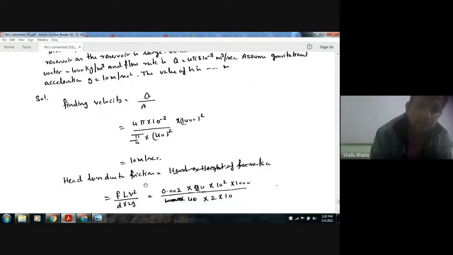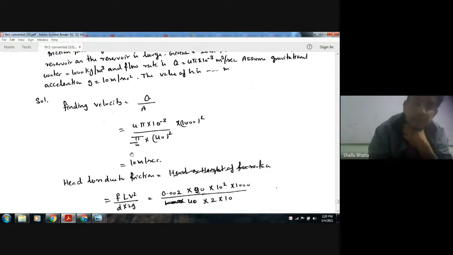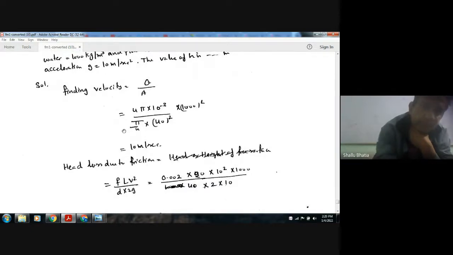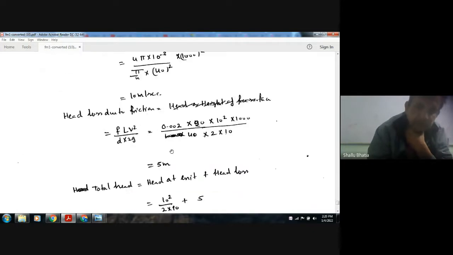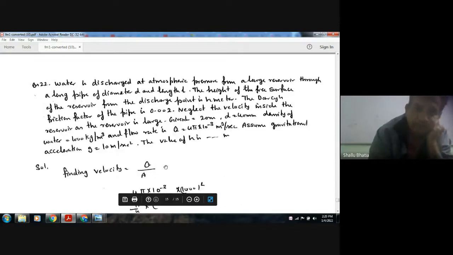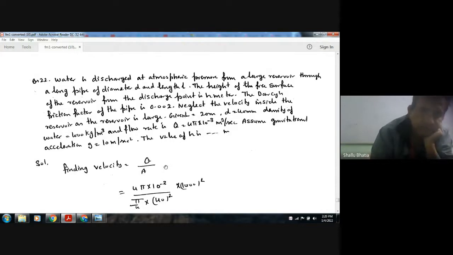Now the head loss is f L V square by 2 g D. So f is your friction factor that is given as 0.02, and L is your 20 meter, and V is your 10 meter per second, and D is your 40 mm, and g is your 10. So we can have the head loss in the pipe as 5 meters.